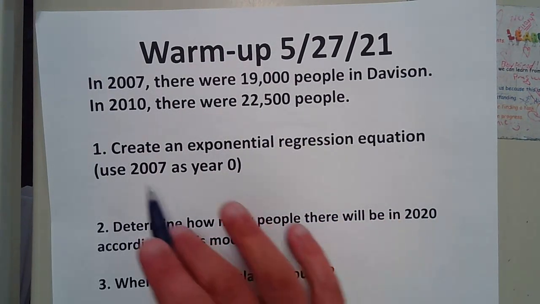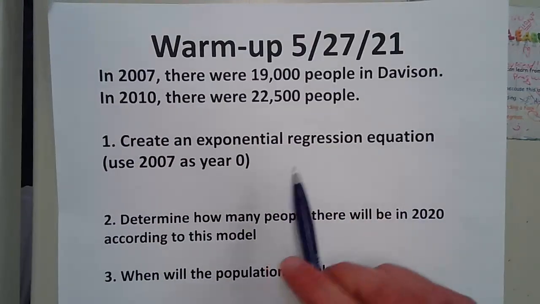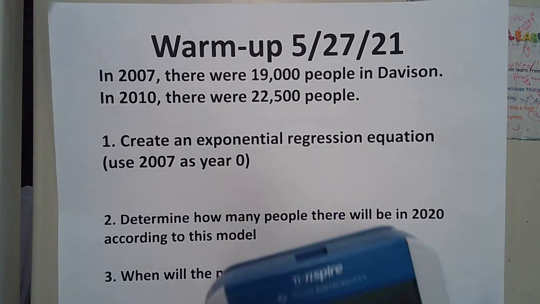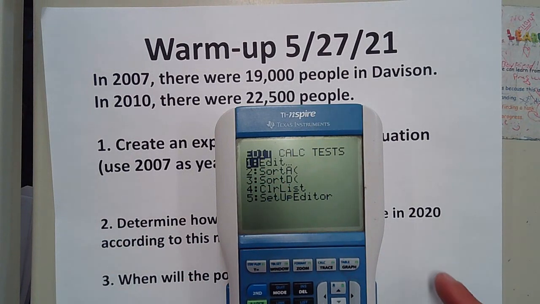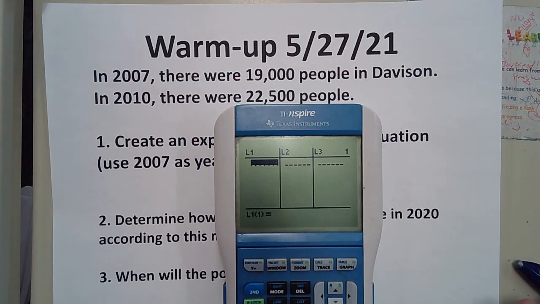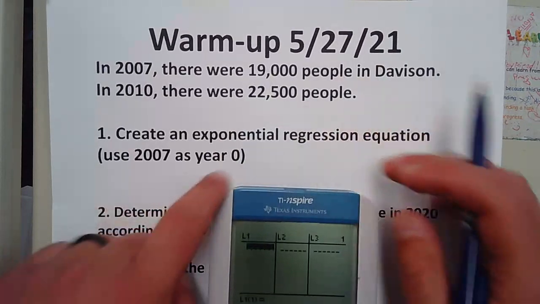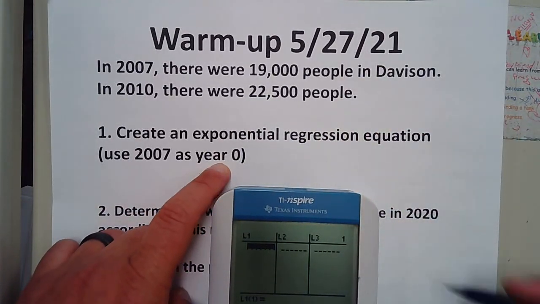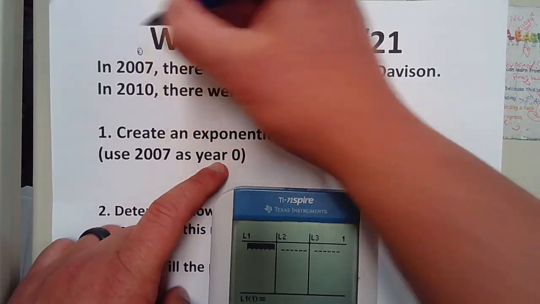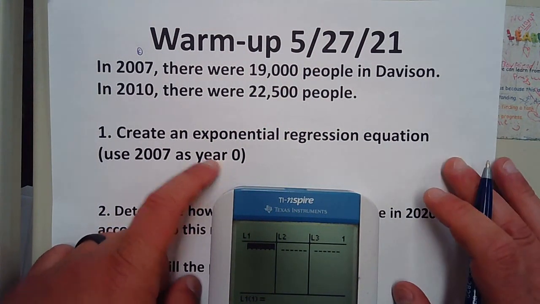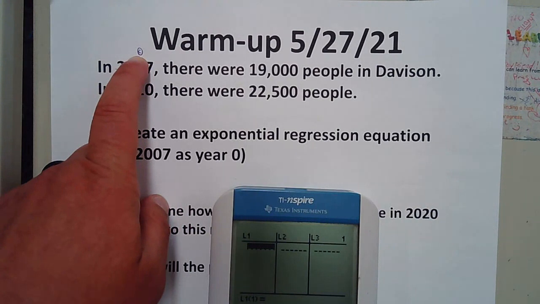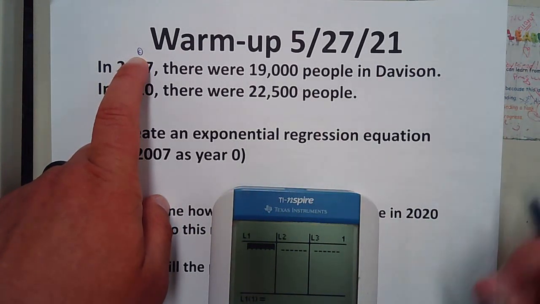I didn't look this up. But anyway, to come up with the equation, we want to use our regression. So I'm going to go in my calculator. I'm going to go stat and edit. And right here, I'm going to put in my two data points. Now, it does specify here, but it's also important to remember this. Whatever your initial starting year is must be 0. Okay? Otherwise, the calculator gets very confused. This is your starting amount, so it needs to be year 0 in the calculator.